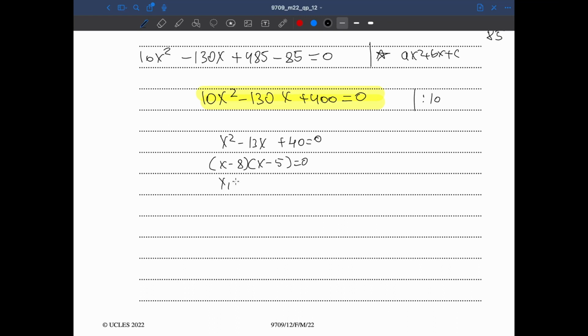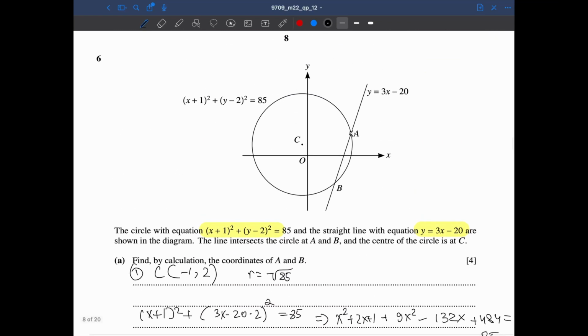So our two answers are x1 equals 8 and x2 equals 5. These are our two x-coordinates. If we look back at the equation, this is x equals 8 and this is x equals 5. Now we should find the y coordinates by plugging into 3x minus 12. So 3 times 8 minus 12 is 24 minus 12, which is 12. And 3 times 5 minus, not 12, but 20, sorry. So 15 minus 20, and that will be negative 5.